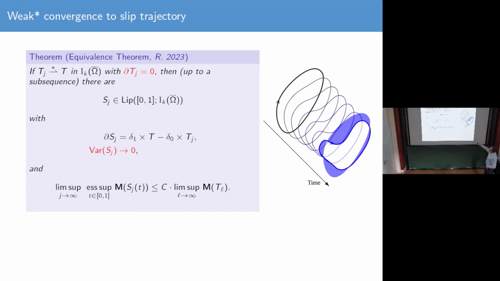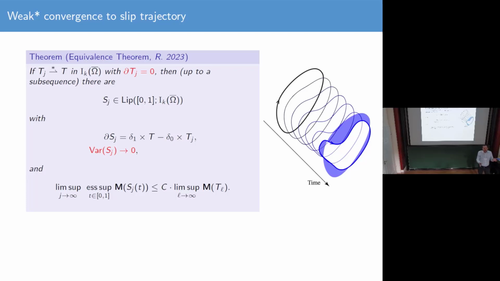Sorry, I'm reading it from the end up, which is not good. So I'm assuming I have Tj converging weakly star to T, that are boundaryless. And then I'm saying there is actually a sequence of Lipschitz trajectories transitioning Tj into T. So here's Tj and here's T. What I'm saying is, I have weak star convergence, which a priori doesn't really tell me very much, right?